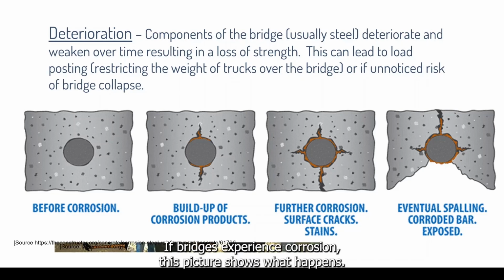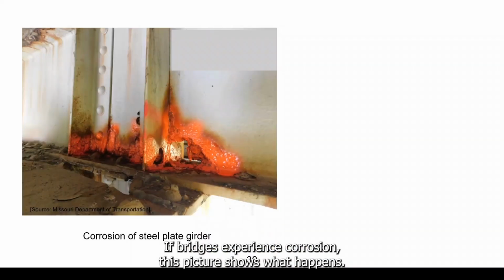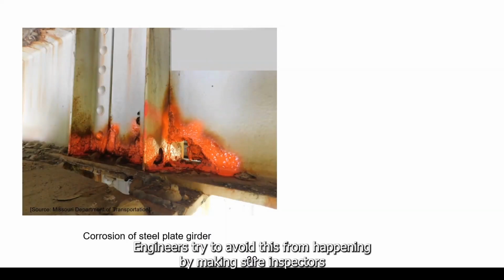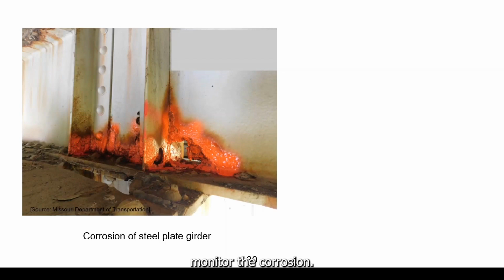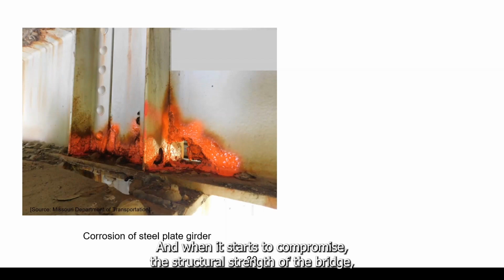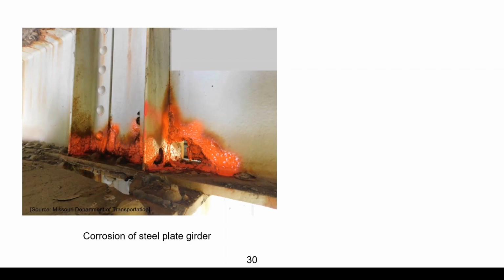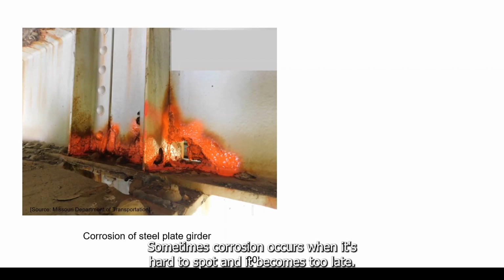If bridges experience erosion, this picture shows what happens. Engineers try to avoid this from happening by making sure inspectors monitor the corrosion, and when it starts to compromise the structural strength of the bridge, that the bridge is either repaired or replaced. Sometimes corrosion occurs when it's hard to spot and it becomes too late.